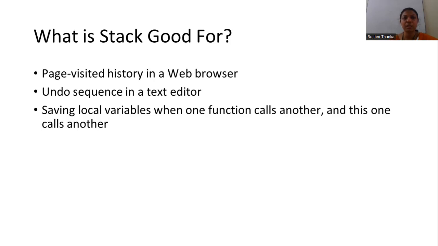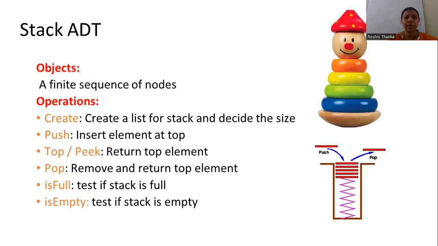Also in function calls, for example, when we run a program, from the main function we call another function, for example a stack function. There some local variables will be created, right? Those local variables are updated, and when we come out of the function, those variables are taken out first. So saving local variables when one function calls another, and this calls another, it is updated on top, and when it comes out of that, the local variable is taken out. So there also we use the stack application.